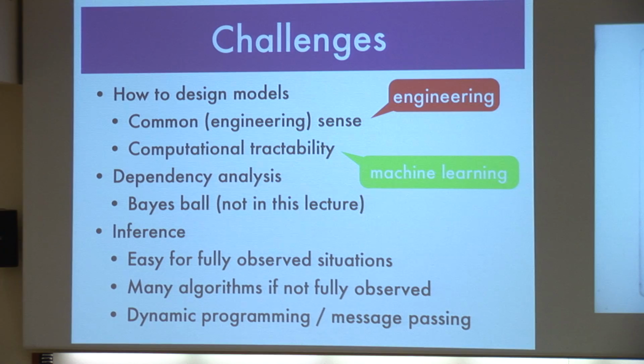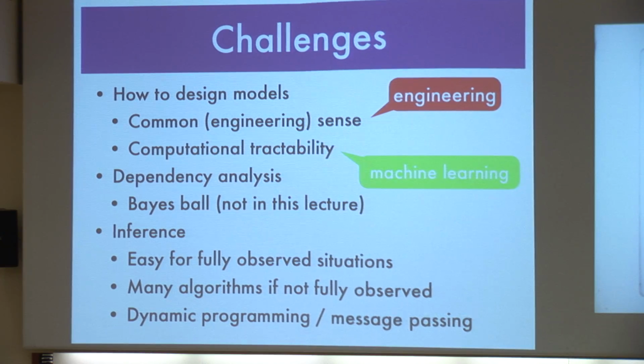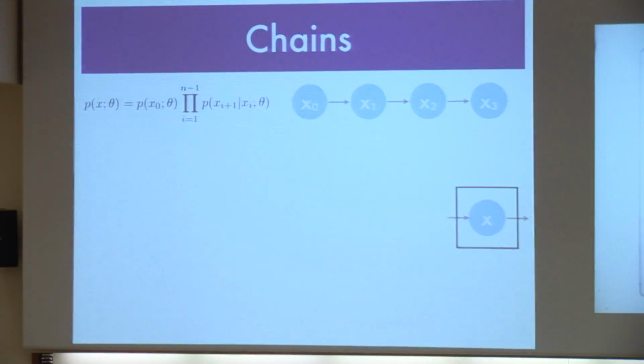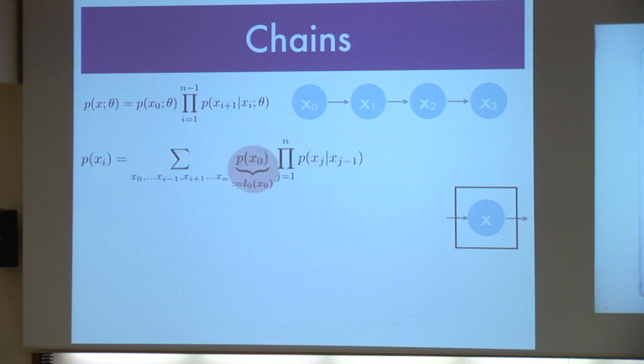Okay. Now I need you to pay attention because it's going to get technical. Dynamic programming. It's not hard. It's actually fairly straightforward. You just need to pay attention and look at it carefully. So let's take a simple chain, write P of x parameterized by theta. It's just that product. So we can just write it out. And I can ask a question, what's the probability of xi? The ith element in the chain.